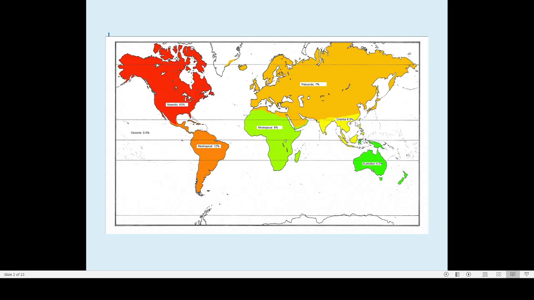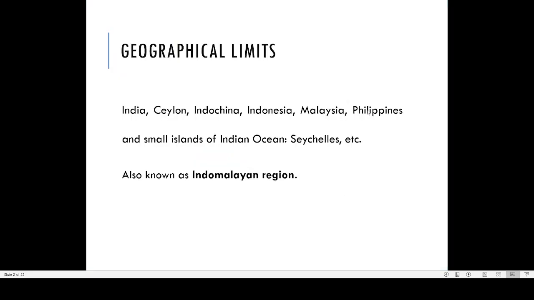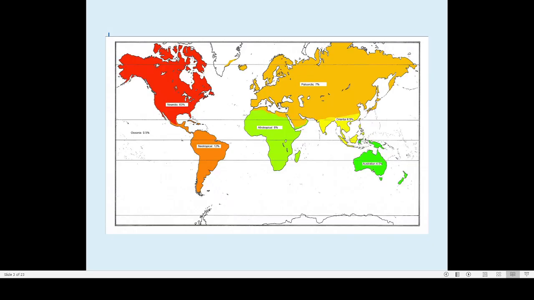We have India here. We have a certain portion of China that may be coming. Myanmar is here. Bangladesh is here. Malaysia is here. Then Indonesia is here. So all these islands are coming under the Oriental region. So India, Sri Lanka, Indochina, Indonesia, then Malaysia, Philippines, and several small islands also in the Indian Ocean, like Seychelles, are also part of that. So this is how the Indian Oriental region is actually delimited.